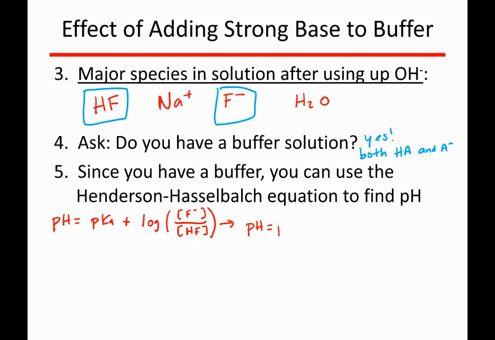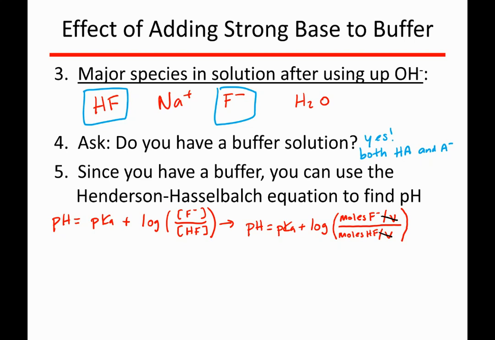So the pH is equal to the pKa plus the log of the concentration of F minus, which would be the moles of F minus over the volume of the solution. And that's divided by the concentration of HF, which is the moles of HF over the volume of the solution. Because everything is all in the same solution, right? This is all in the same buffer. It's already been all mixed together. The volume is the same. And so that volume cancels out, leaving you with just the moles of F minus over the moles of HF.